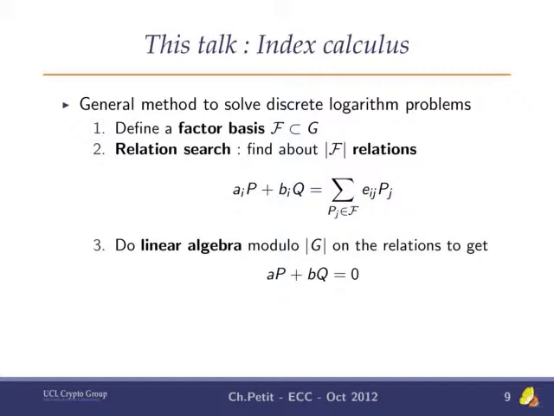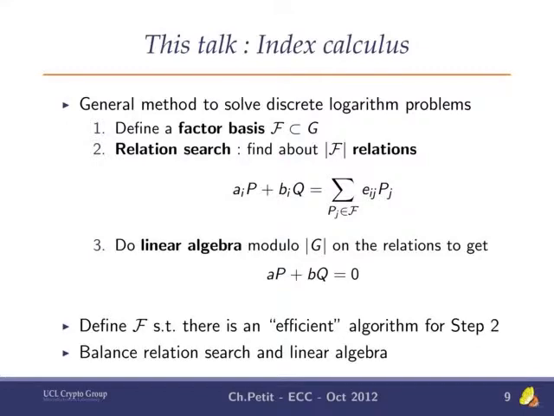So it works for DLP, for hyperelliptic curves, and so on. But here I haven't defined everything. So you still have to define this set F. And in particular, you have to define it such that you can have, let's say, an efficient algorithm for doing this. And well, of course, we'll have to balance the different steps. So usually, this step is trivial, but you will balance relation search with linear algebra.